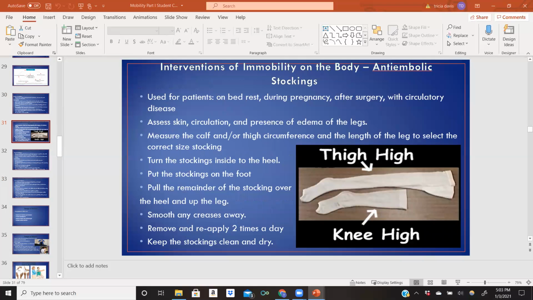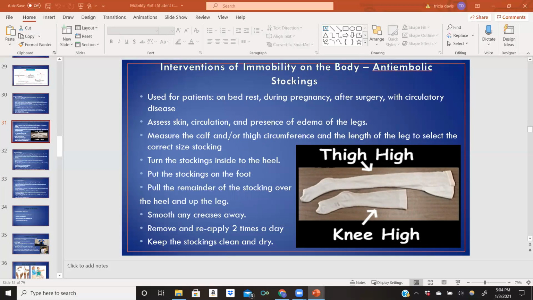So, avoiding them blood clots, we can place our patient in anti-embolic stockings. So these are used for patients who are on bed rest. We give it to patients that are pregnant, after they've had surgery, or with any kind of circulatory disease. Before we apply them, we're going to assess the skin, look at their circulation and the presence of any edema in the legs. We're going to measure their calf and their thigh circumference and the length of the leg to select the correct stocking. So they have thigh highs, which come up to the thigh.